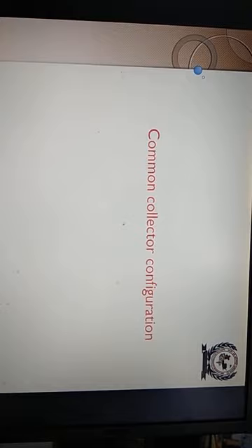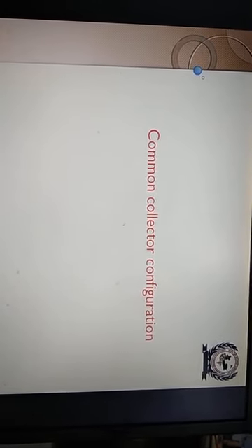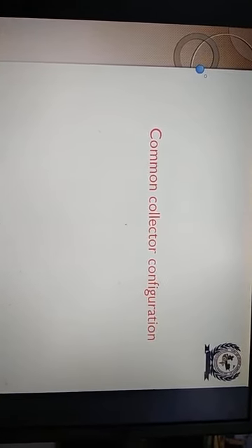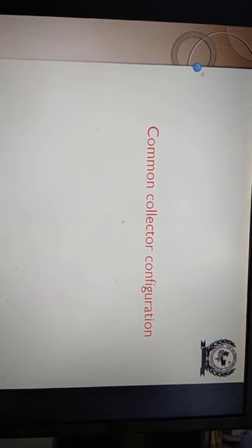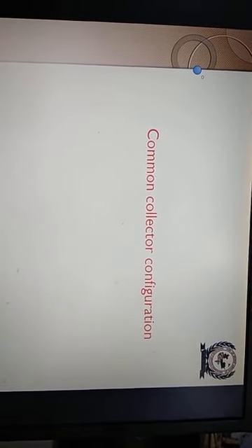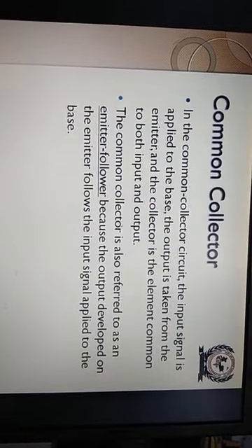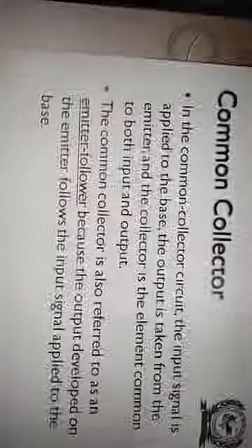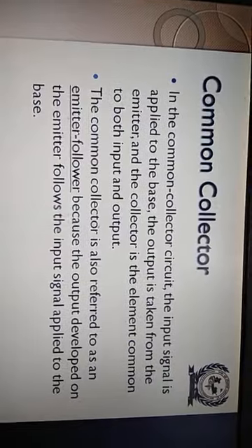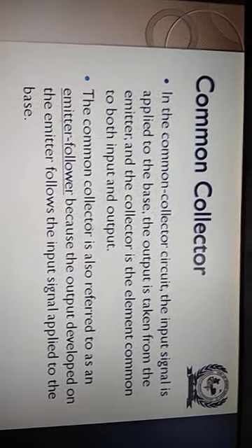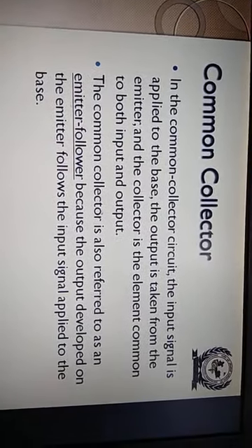This is common collector configuration. Similarly, we have common base configuration, common emitter configuration. We will see first this common collector configuration, CC configuration, where the collector is common between input and output. This is also called as the emitter follower. Base is the input and output is taken from the emitter.